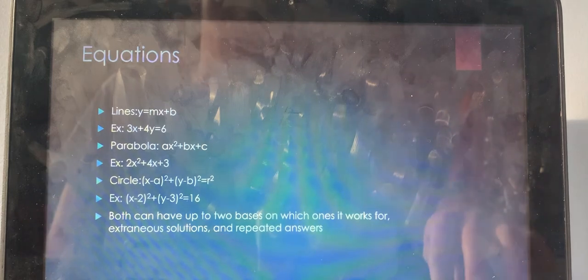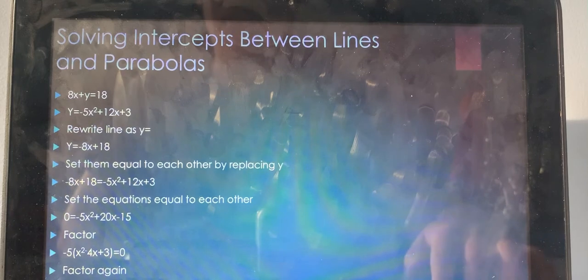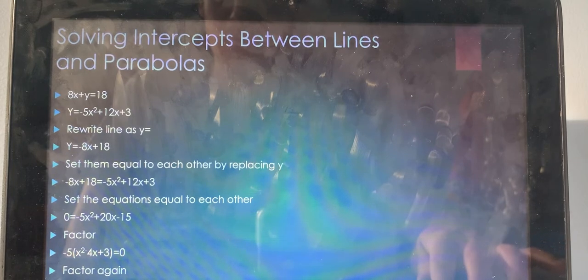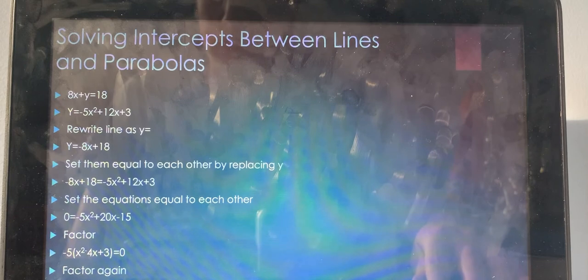Now let's get into our first one, between a line and a parabola. Okay, simple enough: 8x plus y equals 18, and y equals negative 5x squared plus 12x plus 3. Those are going to equal each other. We have to rewrite those as y equals. So for the line, if we subtract the 8x and then multiply the whole thing by negative 1 on both sides, we'd get y equals negative 8x plus 18.